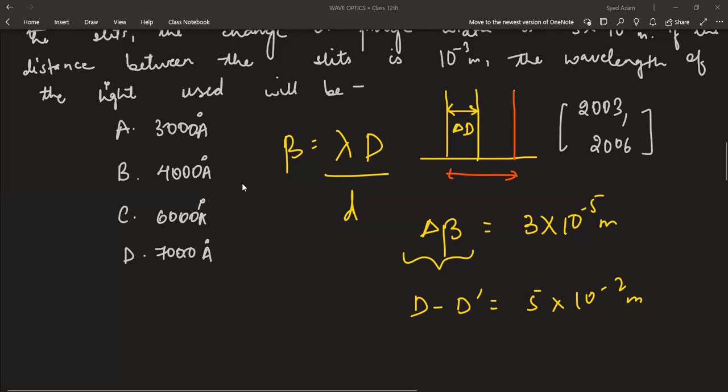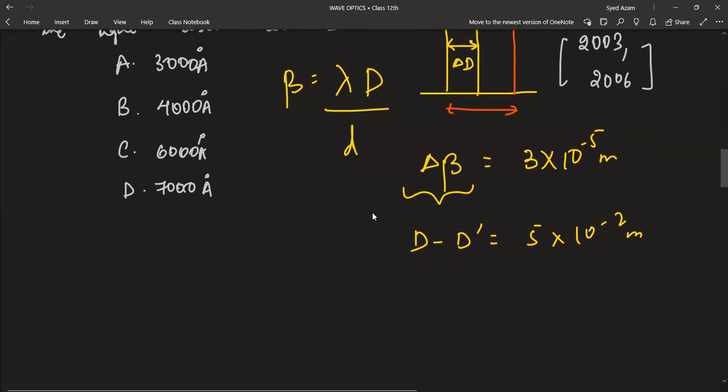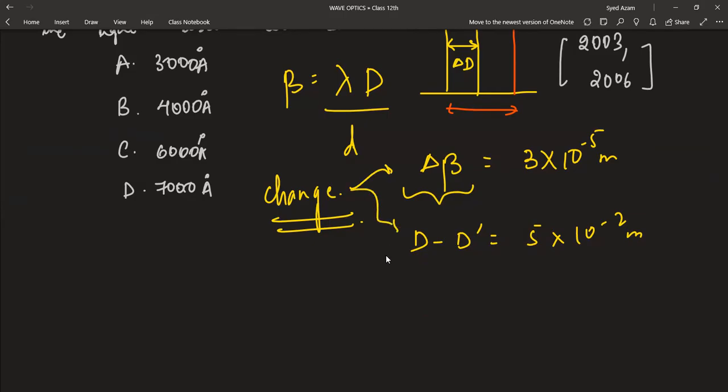Yes, class, if you're getting any answer out of all these, share the option in the chat box. Just take the differences. Differences will help you in this question, because in this question you don't have the direct final value. You have the change: change in the fringe width, change in the screen separation.